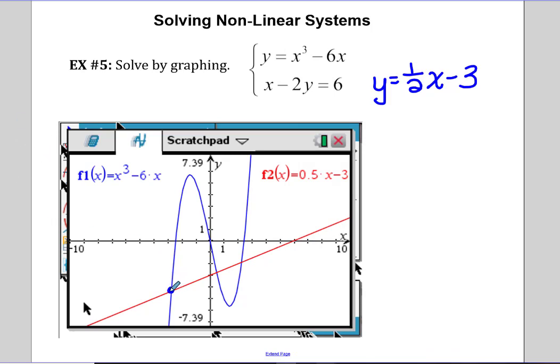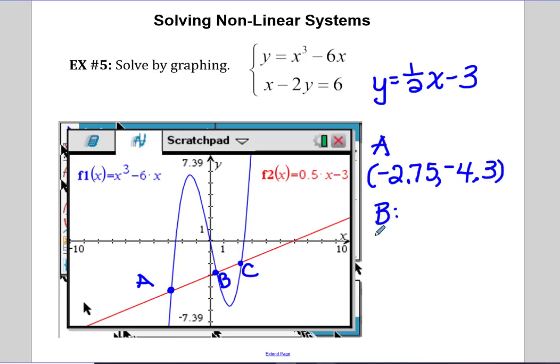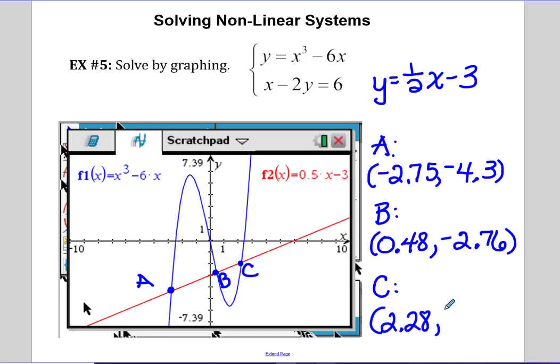So point A, that would be this one, point B, and then point C. Point A intersected at negative 2 3/4 and negative 4 3/10. Point B intersected at 48 hundredths and negative 2.76. And then point C intersected at 2 28 hundredths and negative 1 87 hundredths. So those are my intersection points using our graphing utility.